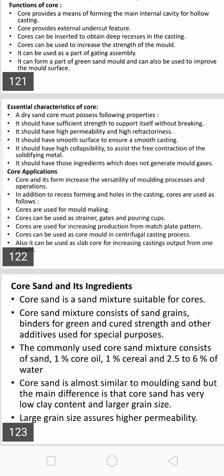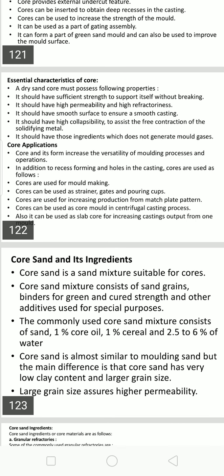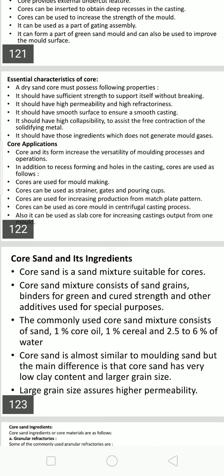So these are all the properties or characteristics of a core. Now, core applications. Cores increase the versatility of molding processes and operations. Any intricate shape can be formed with the use of cores. Even engine blocks, whether 4 cylinder or 6 cylinder, any type of complex shapes, or very thin and highly intricate shapes, can be produced only with the help of cores. In addition to forming recesses and holes in castings, cores are used as follows.